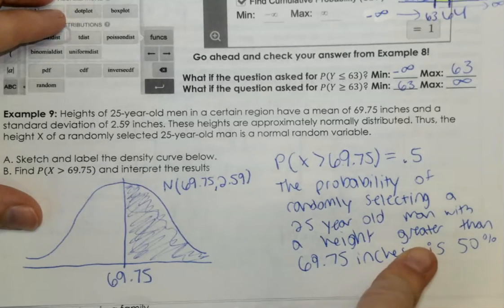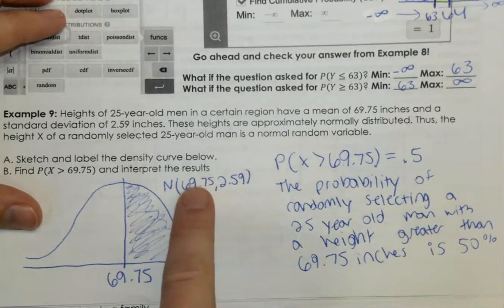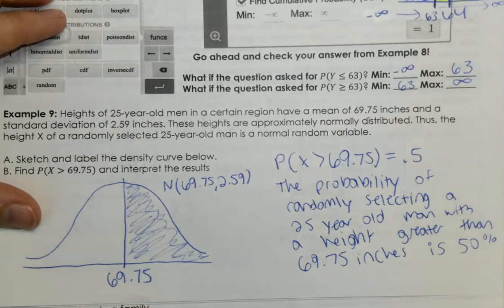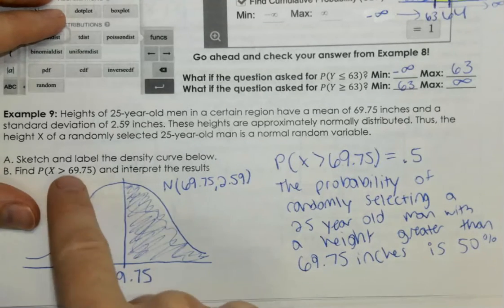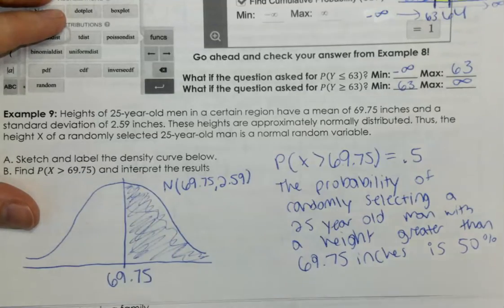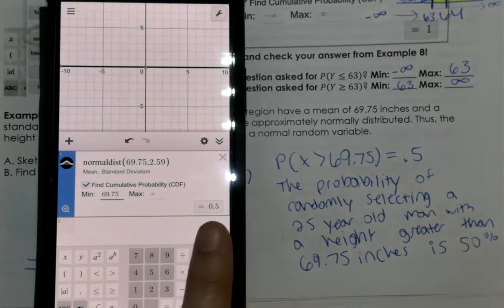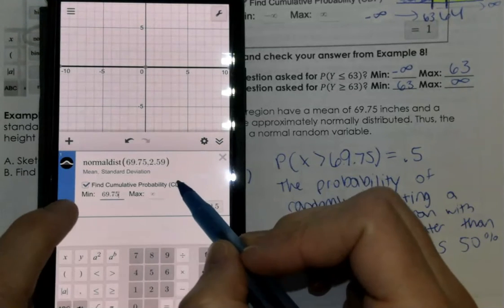So, when you labeled the normal curve, you had the mean and the standard deviation, and then I asked you for the probability that a random variable x would be greater than the mean. Obviously, that's going to be 50%. So I went ahead and put it into the Desmos app just to show you that it would work out that way. So I put in the mean and the standard deviation.